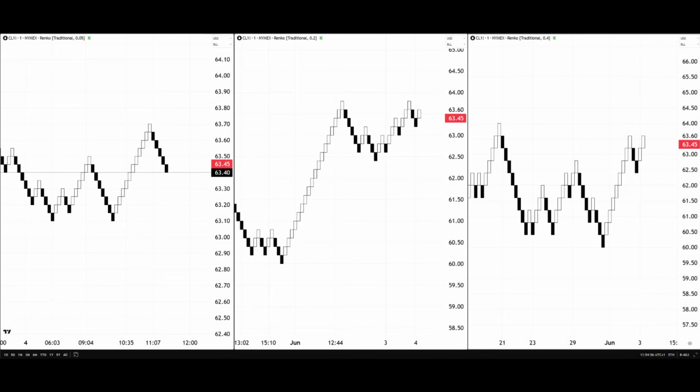So in the first example here, I want to show you how block size affects the time that you're looking at and the granularity of the Renko chart. So the low time frame gives you more granularity, but as you can see on here, I've got 3 different sizes here for WTI crude oil, and note down the bottom the time period.